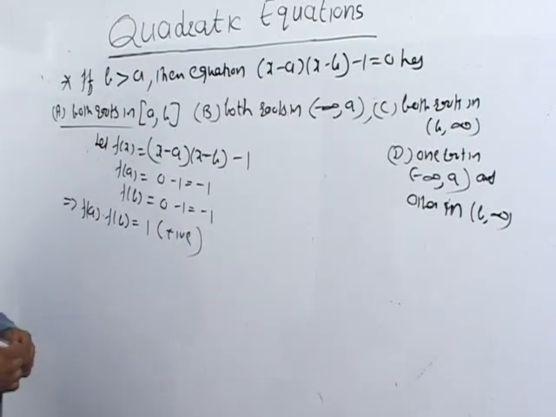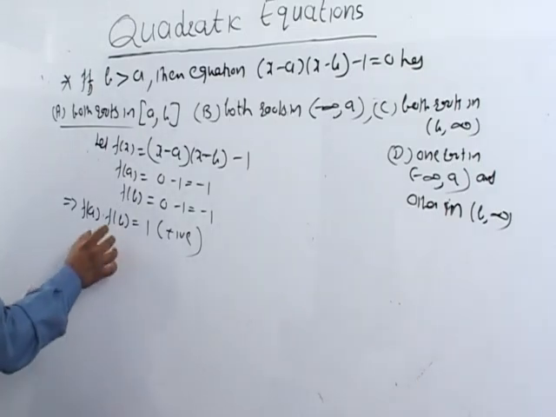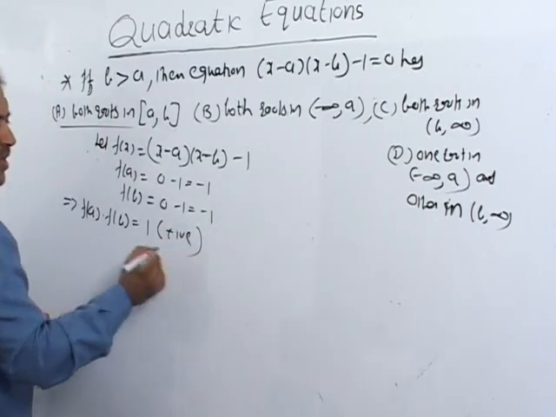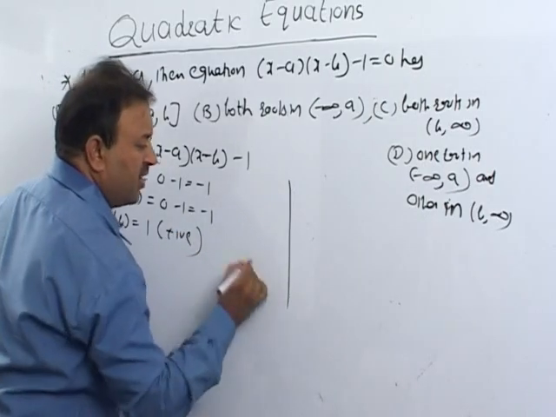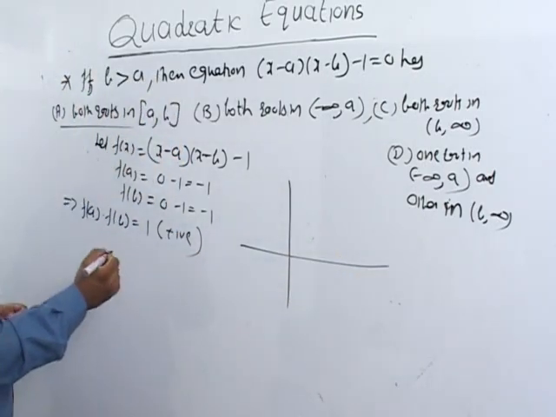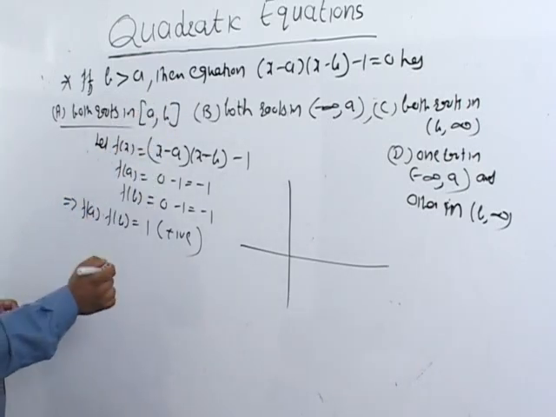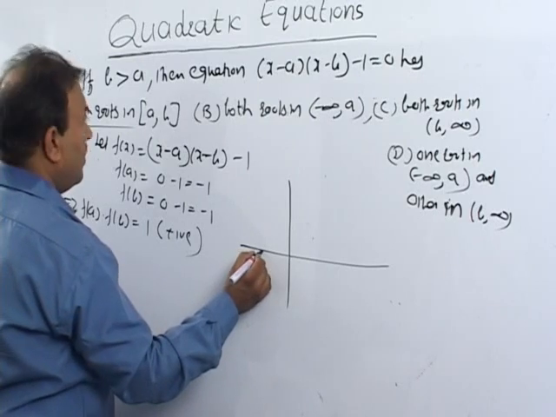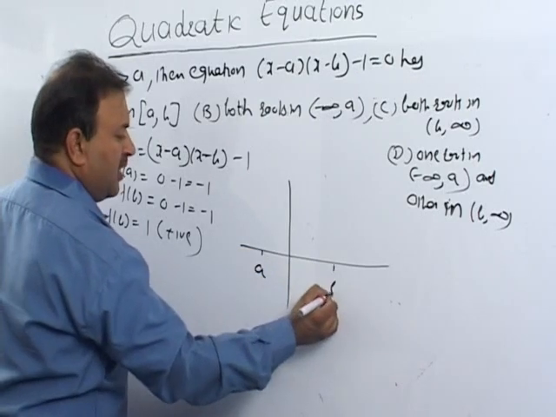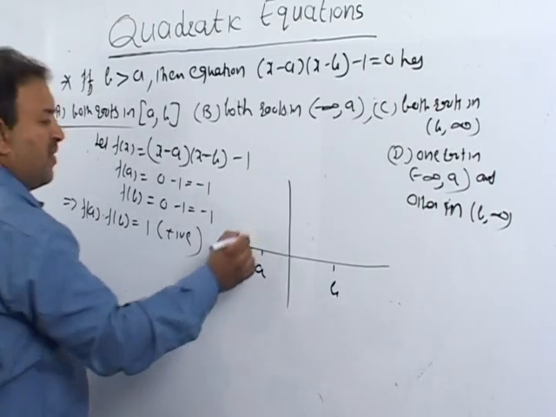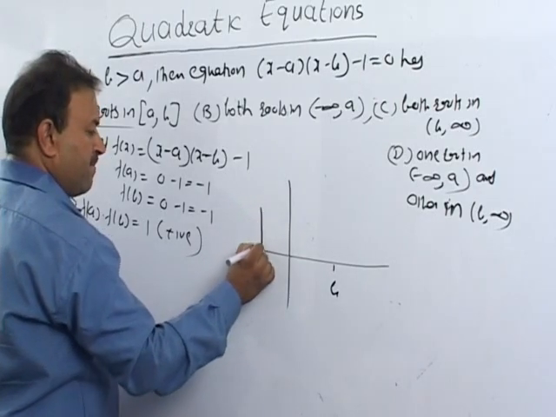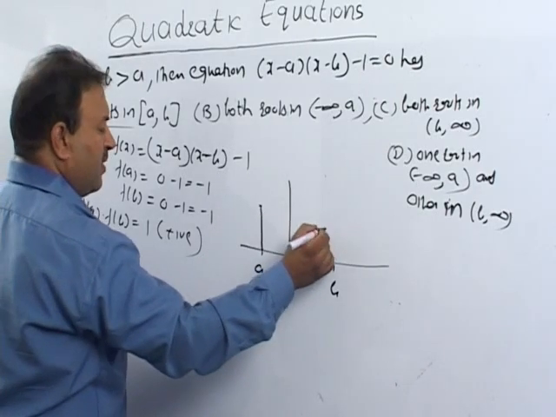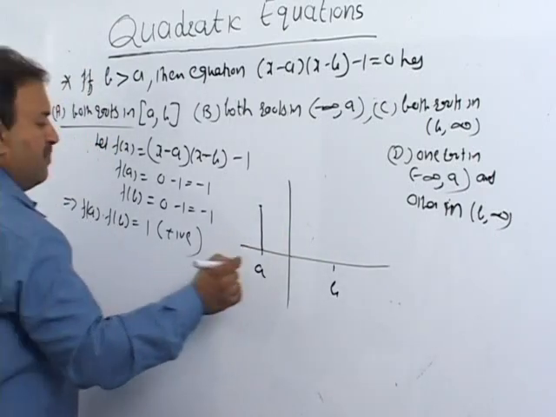FA is equal to FB positive. Since we have done in the intermediate value theorem that FA FB is positive, it means the graph of this function will be like this way. Say A is over here, suppose B is over here. FA is positive, FB is somewhere positive. FB is again positive.